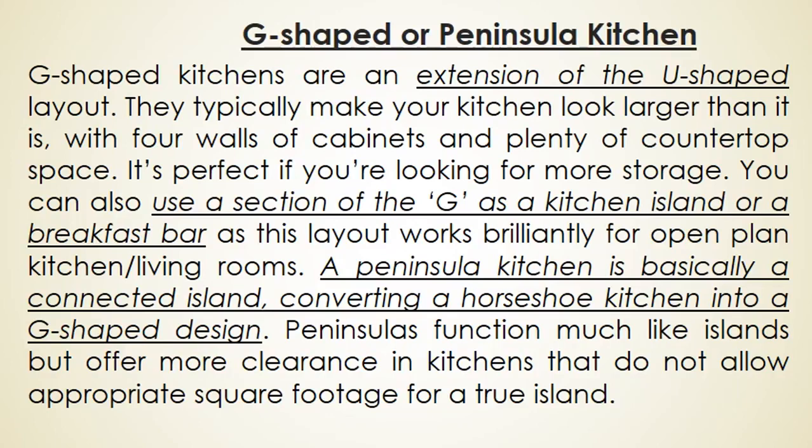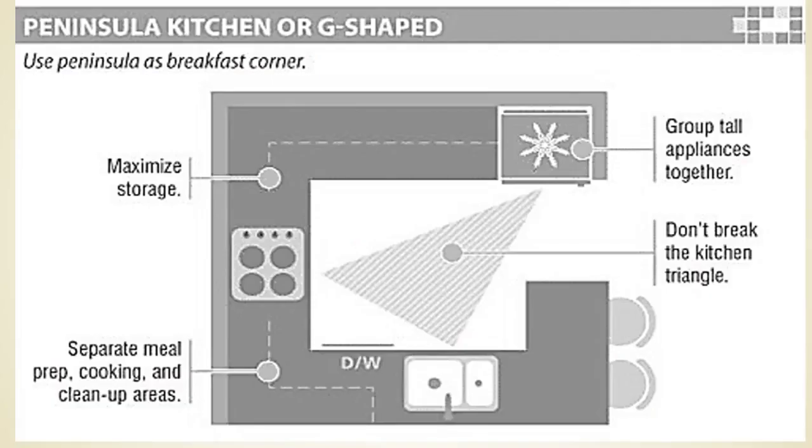A peninsula kitchen is basically a connected island, converting a horseshoe kitchen into a G-shaped kitchen. Here is a diagram of a G-shaped kitchen where you can see an extended island used as a breakfast bar.